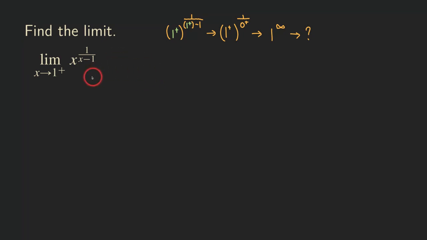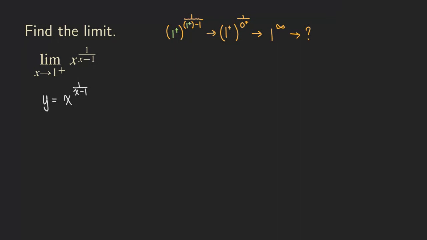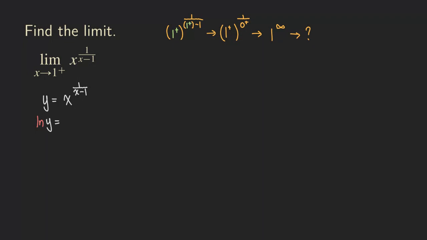So the way to do it is that we are going to first let y be equal to this function. So we start by writing y is equal to x to the 1 over x minus 1. Okay, and then we take the natural log on both sides of the equation. Then we are going to get ln of y is equal to ln of x raised to the 1 over x minus 1.